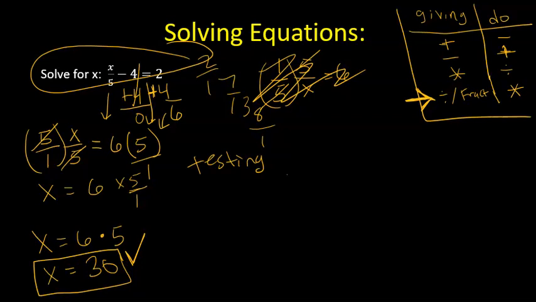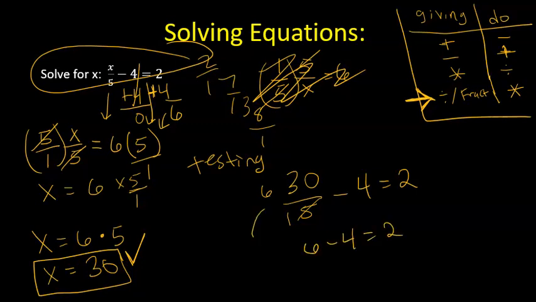So we had a 30 for x, so we're doing 30 over 5 minus 4 equals 2. So what does that give me? How many times does 5 go into 30? It goes in 6 times. So I have 6 minus 4 equals 2. That's what this became. I got rid of the fraction. What about 6 minus 4? What does that give me? It gives me 2.